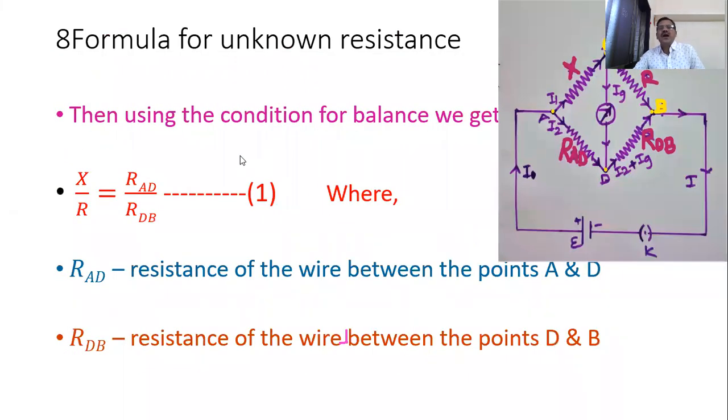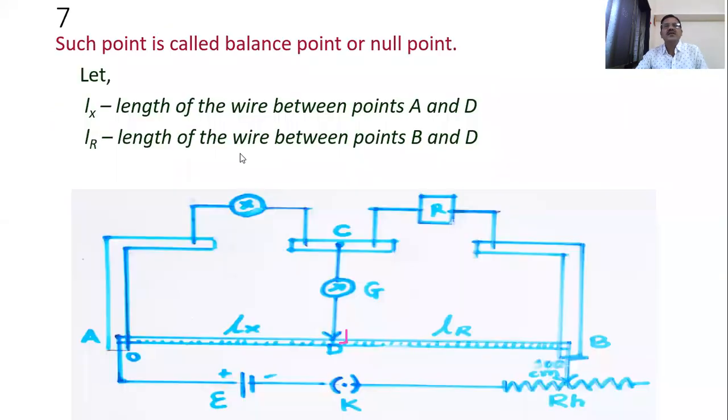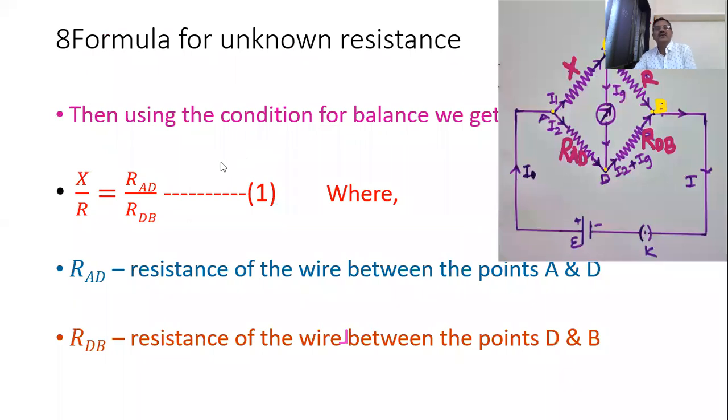Then as the galvanometer shows zero deflection, this network is balanced. Now here, we know that in a Wheatstone network there are four resistances P, Q, R and S. But this network is modified like this. There are two resistances: this is resistance X, this is resistance R.